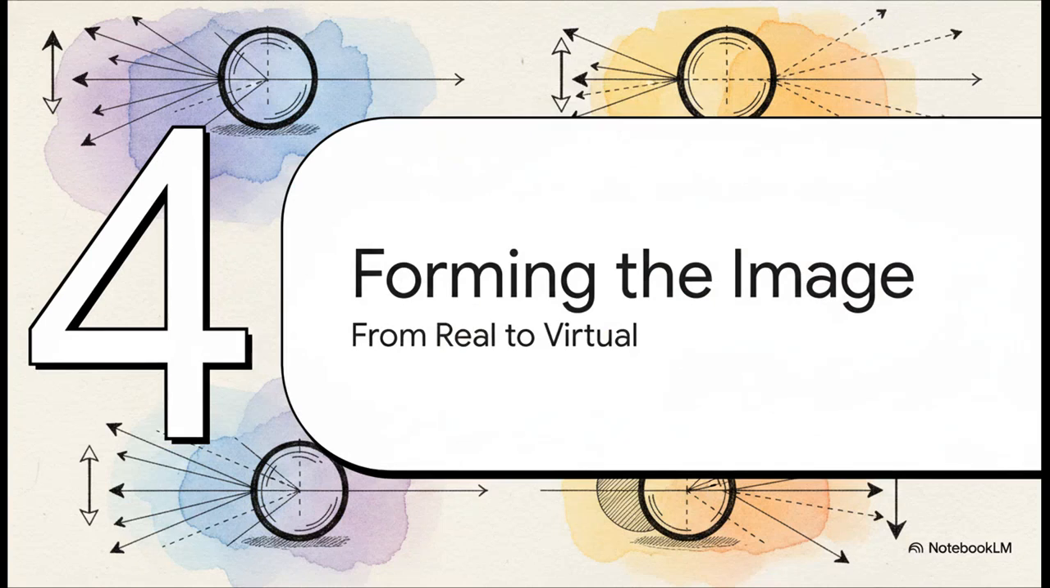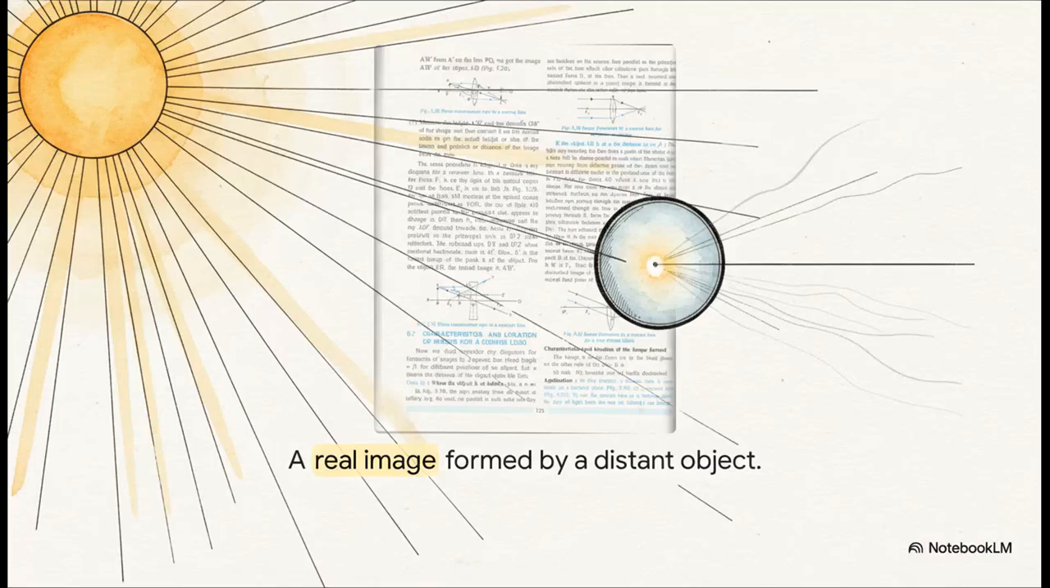From real to virtual. Let's actually put this new ray tracing toolkit to the test. Let's start with an object that's incredibly far away, like at infinity. Think of the sun. Because it's so far, the light rays reach the lens perfectly parallel to each other. As our rules dictate, they all converge exactly at the second focal point on the other side of the lens. This forms a tiny, highly diminished, real and inverted image right at that focus. By the way, this is exactly how a burning glass works.